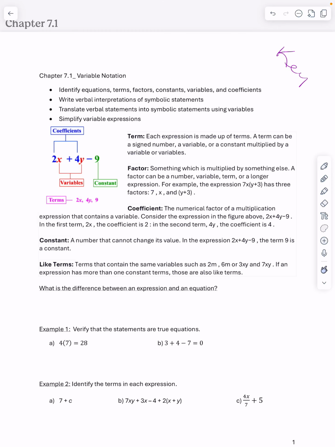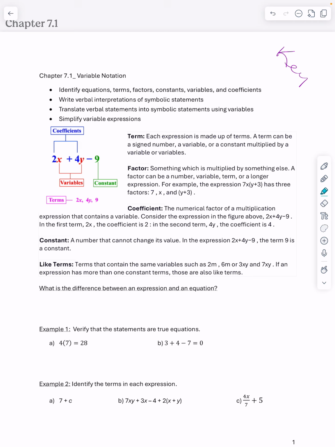Okay, Math 1140, these are the chapter 7.1 notes. There's a lot of terminology on this first page. Want to make sure that we are comfortable when we throw out these words.